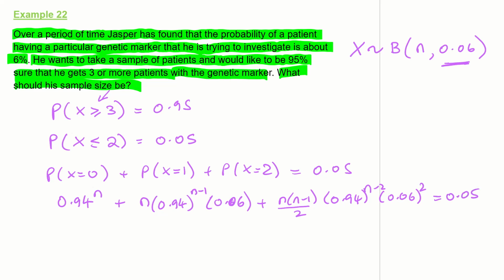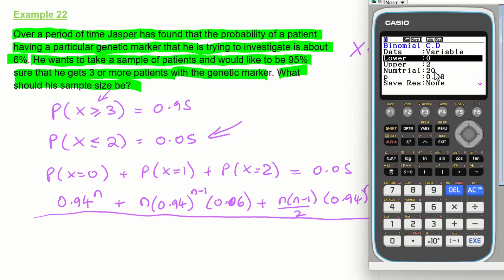But I've found that the calculator, the one that we use for the IB, doesn't really like trying to solve that equation. So the best way of doing this is probably some sort of trial and improvement technique. On the calculator, I've tried the number of trials as 20, put in the other things, 0 to 2 and 0.06. But when I do that, my probability is way too high. We want to get it down to here. So that suggests I need to jump up the number of trials.